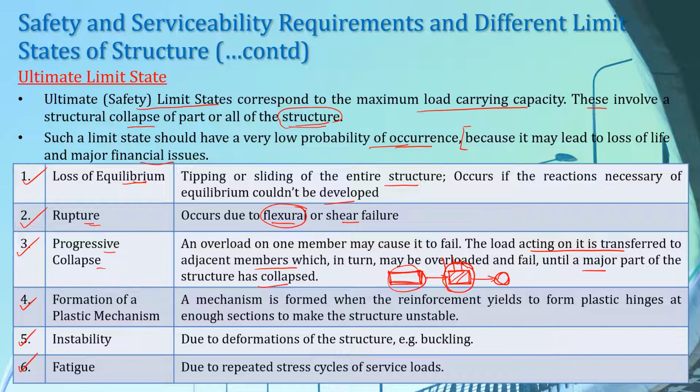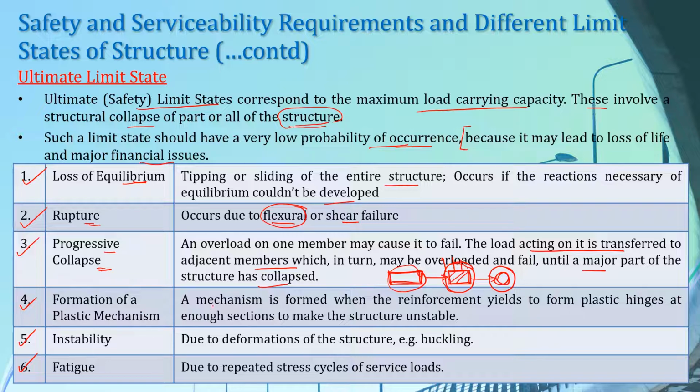Due to its failure, the total load coming onto this member is now transferred to another adjacent member in our structure. In this way, when the structural members have failed progressively until we can see that the major part of the structure has collapsed, that is known as progressive collapse.